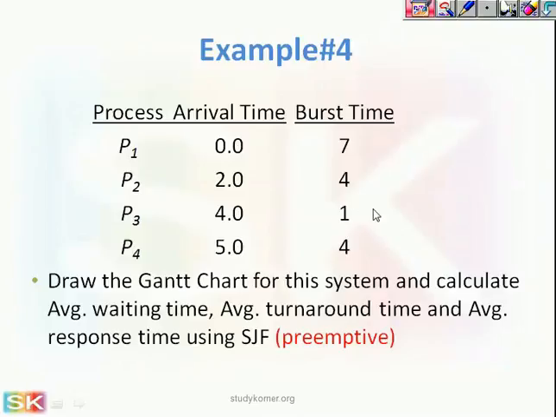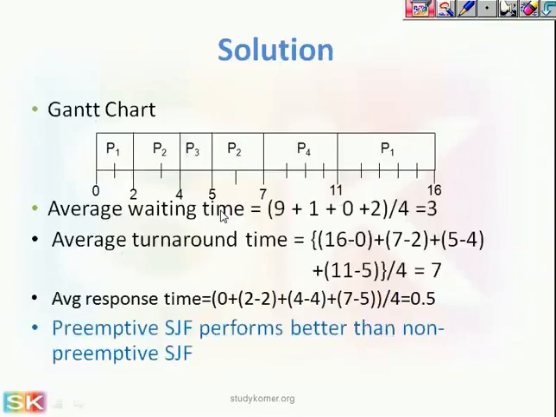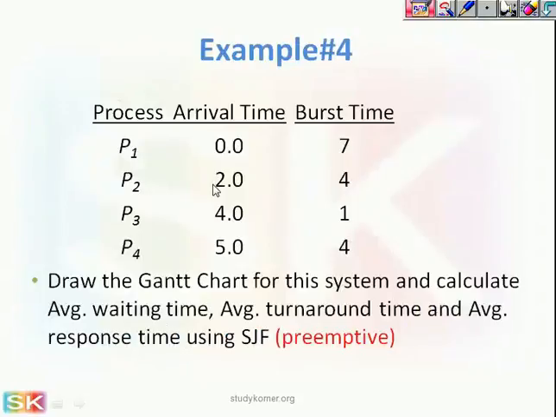So again P3 has higher priority than P2. So P3 will preempt process P2 at time 4, and its burst time is 1 unit. So it will be completed at 5. At 5, P4 is submitted, which has burst time 4.